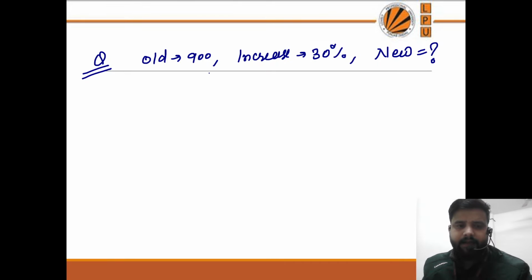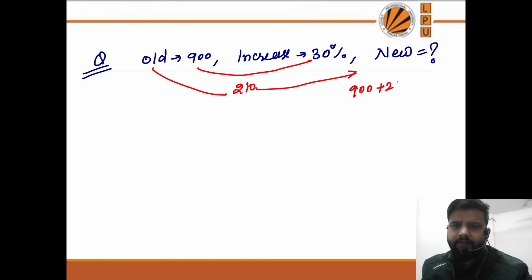What will you do here in this case? You will calculate 30% of 900, which is 210. Now when you add it, you will arrive at the new salary. So 900 plus 210 will give you what? 1110. Sorry, 9 threes are 27, it is 270. So it will give you 1170. This is your new salary. This is the basic way of arriving at 1170.